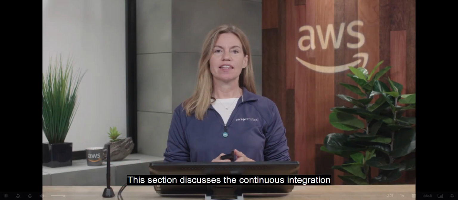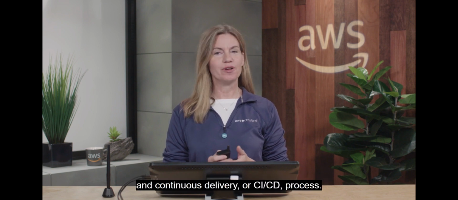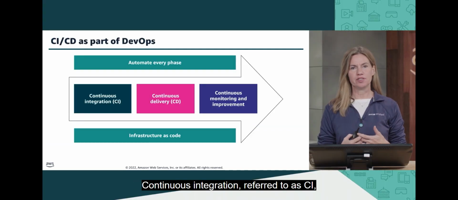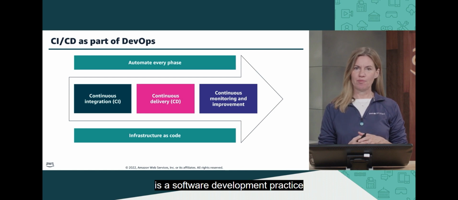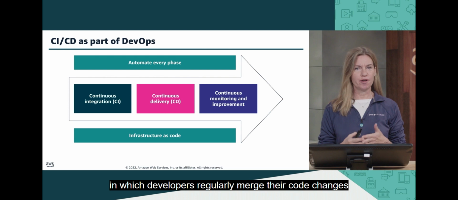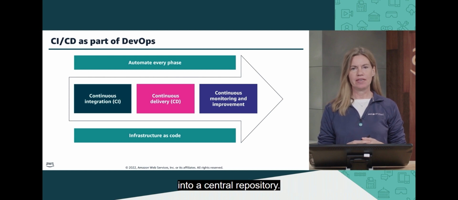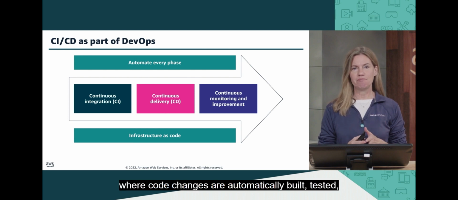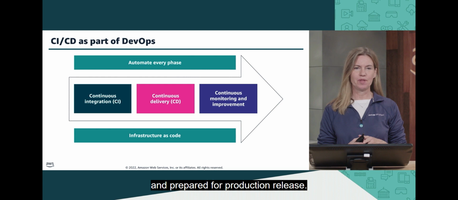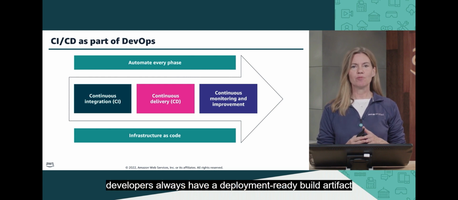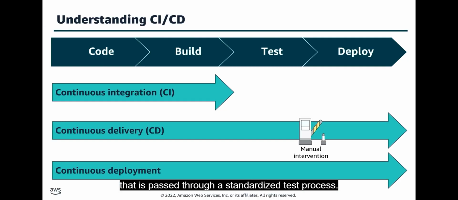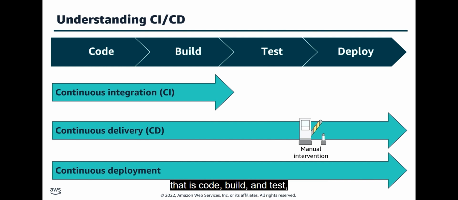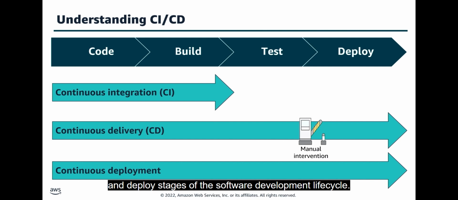This section discusses the continuous integration and continuous delivery, or CI/CD, process. Continuous integration, referred to as CI, is a software development practice in which developers regularly merge their code changes into a central repository. Continuous delivery, or CD, is a software development practice where code changes are automatically built, tested, and prepared for production release. When CD is properly implemented, developers always have a deployment-ready build artifact that is passed through a standardized test process. CI/CD is a DevOps practice that spans the develop, that is, code, build, and test, and deploy stages of the software development lifecycle.